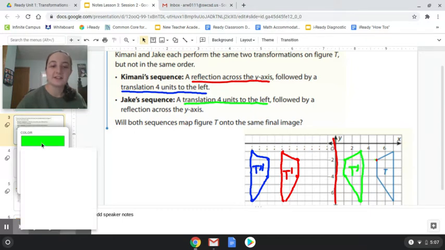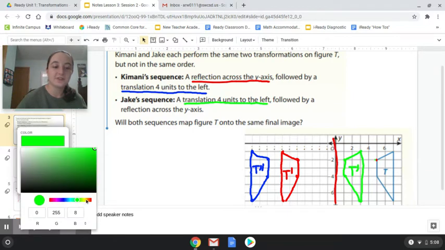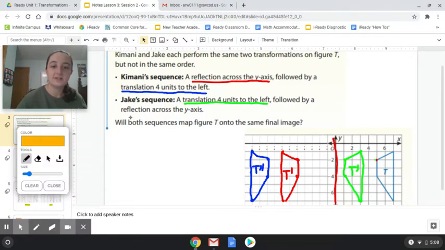Then he reflected along the y-axis. He reflected across the y-axis, which means he was 1 point away here, so now he's 1 point away here. He was 3 points away here, so now 1, 2, 3 here. 1 away here, so 1 there. And 3 away there, so 1, 2, 3 here. And that gives us T double prime for Jake. So again, that's T, and then we put our two prime notations.